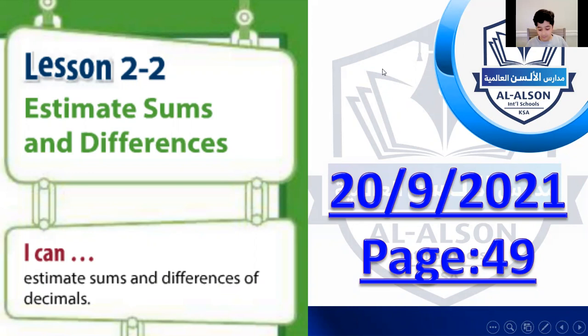Our lesson today is what? Our lesson today is estimates, sums and differences of decimals. Read the title of the lesson from your book. It's different, by the way, but this is the same lesson, 2.2. Estimate sums and differences of decimals. Only decimals.